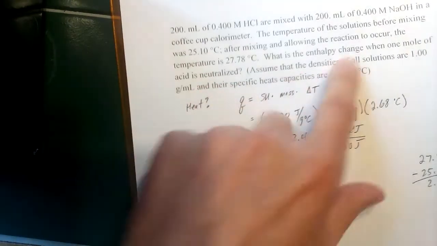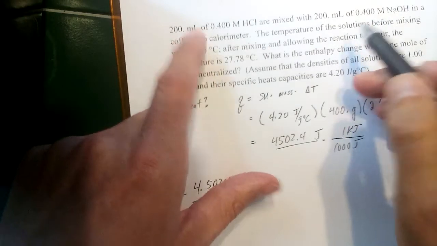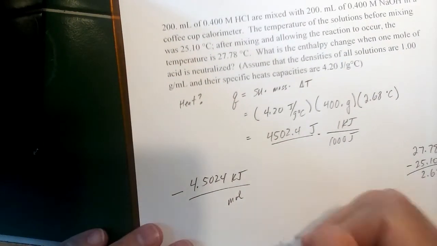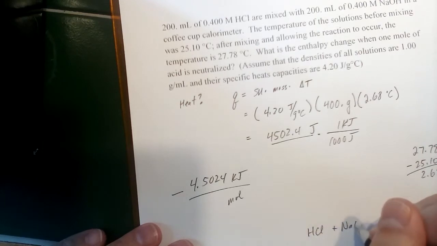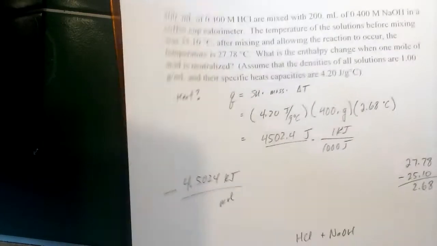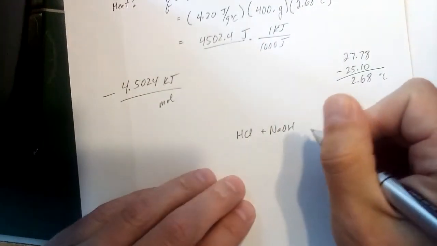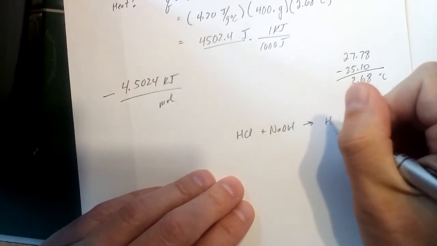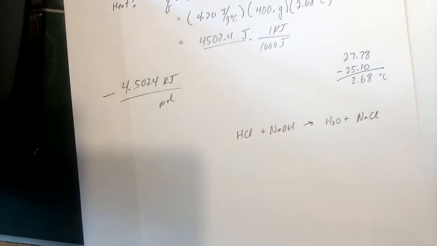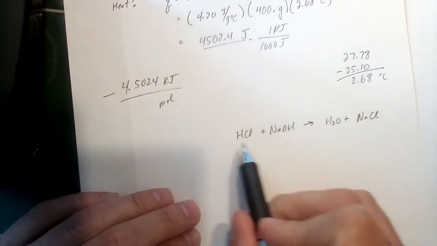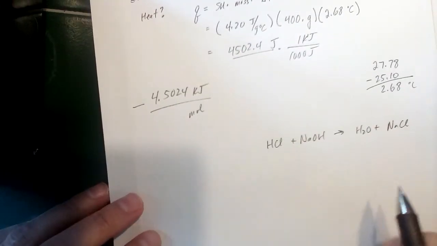So we were actually asked to calculate enthalpy change in terms of a mole of acid. Since this is a one-to-one reaction, it could be a mole of base as well, although that would be worth looking at too. We've talked about these reactions. This is an acid and a base. HCl is hydrochloric acid, NaOH is a base. Acids and bases combine to give water and a salt. The salt in this case would be sodium chloride. So this is a one-to-one reaction. It's already balanced just like that. So 1 mole of HCl would react with 1 mole of NaOH.